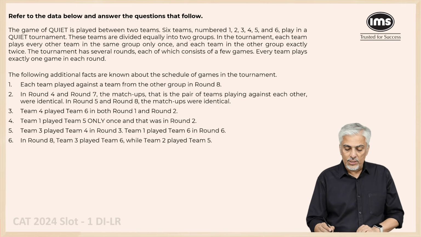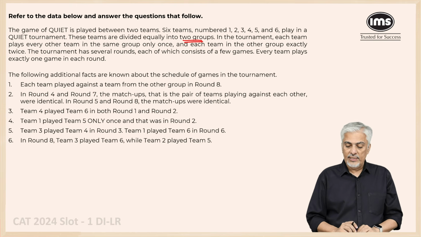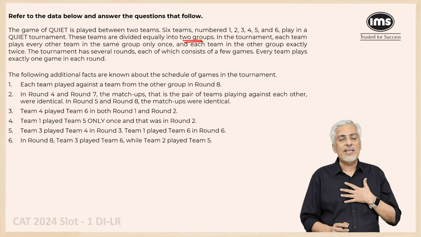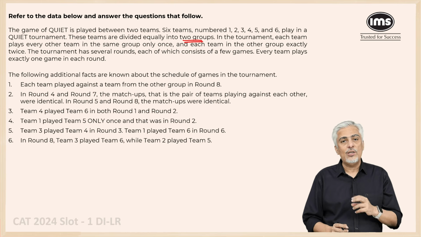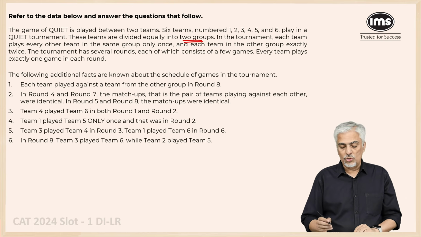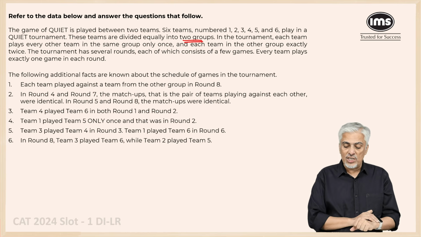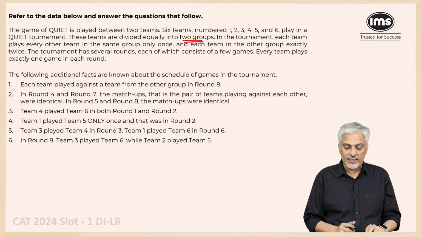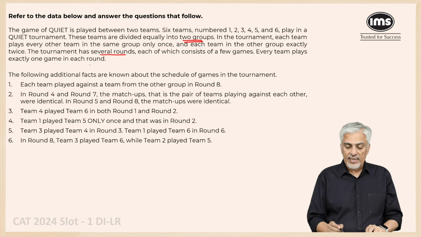These teams are divided into 2 groups, right? In the tournament, each team plays every other team in the same group only once. So, suppose if I am team 1, whoever is in my group, I will play them only once. So, okay, that is one part. And each team plays in the other group exactly twice. The tournament has several rounds, each of which consists of few games. Every team plays exactly one game in one round.